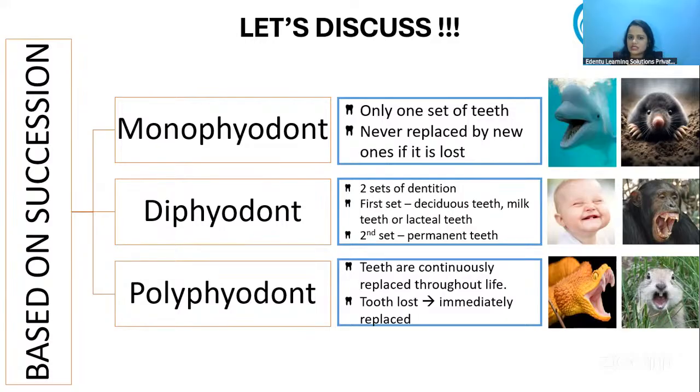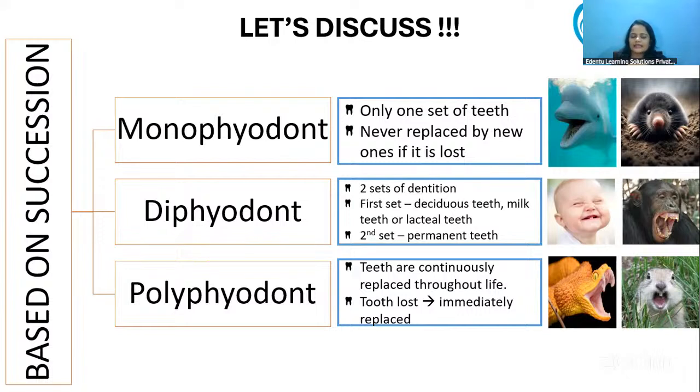Based upon the succession, the dentition is divided into monophyodont, diphyodont, and polyphyodont. Monophyodont means only one set of teeth will be present for the entire lifetime. If that is lost, then it's lost. No new teeth will be formed in its place. Such a type of dentition is called monophyodont dentition, mostly seen in sharks and some other animals.